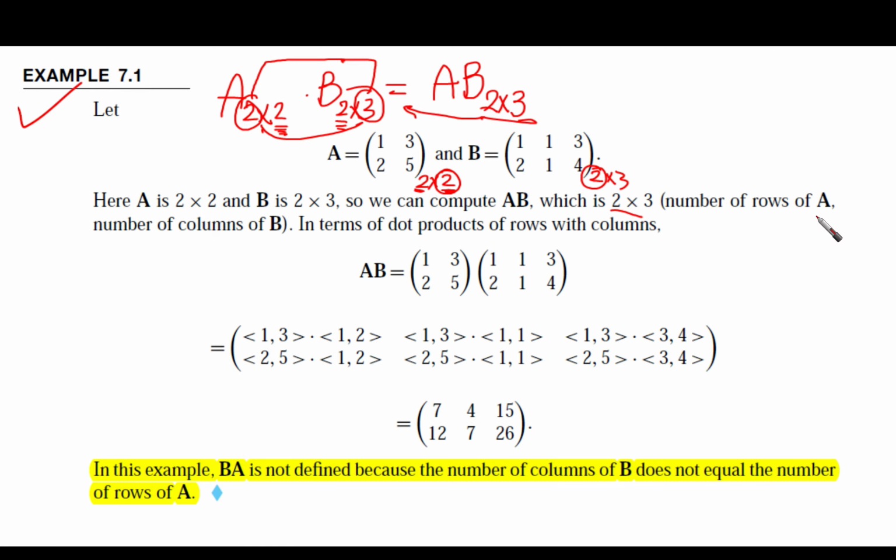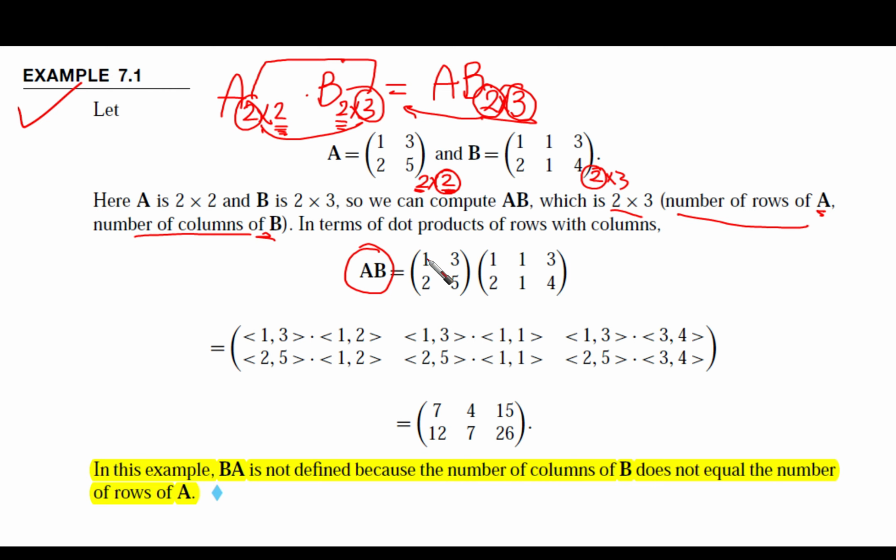Number of rows of A and number of columns of B. That's what we have, in terms of dot products of rows with columns. So AB is going to be like this, putting the two matrices together, 1, 3, 2, 5 here, and the other matrix, which is B. So the multiplication is going to be like this, number of rows of A and number of columns of B, right?